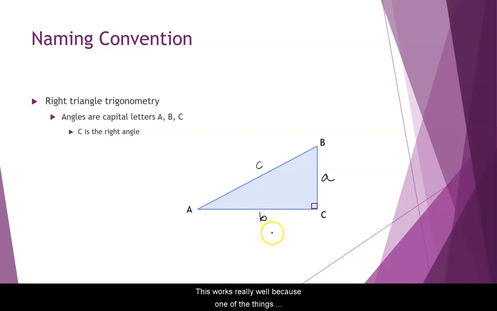This works really well because one of the things that we use in trigonometry is the Pythagorean theorem, which of course says that a squared plus b squared equals c squared. And so by naming our angles and side lengths this way, we can remain consistent, because in the formula, lowercase c is the hypotenuse of that triangle.